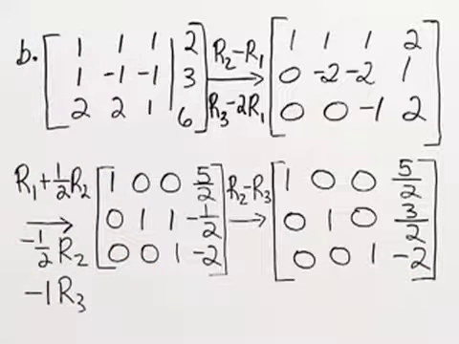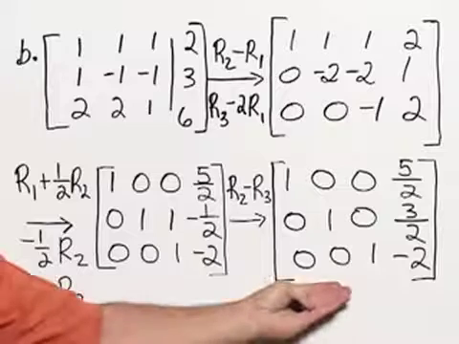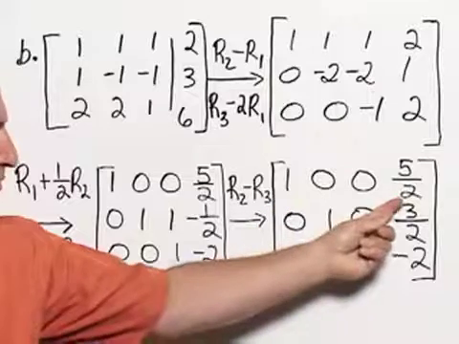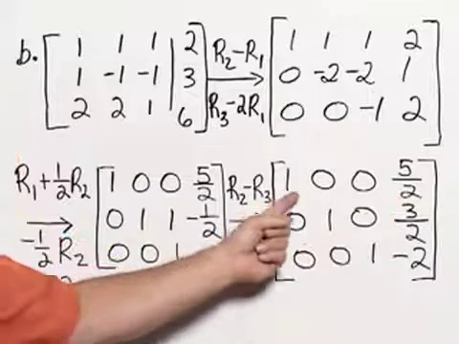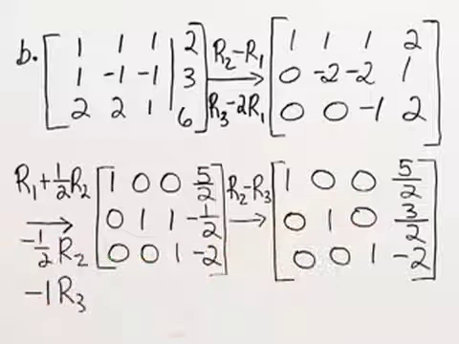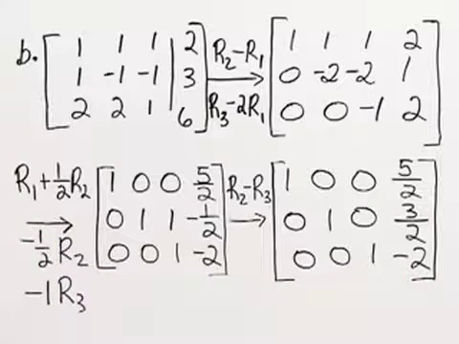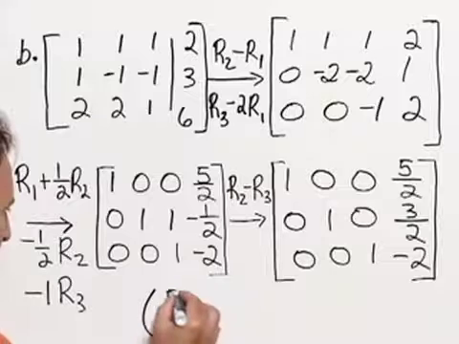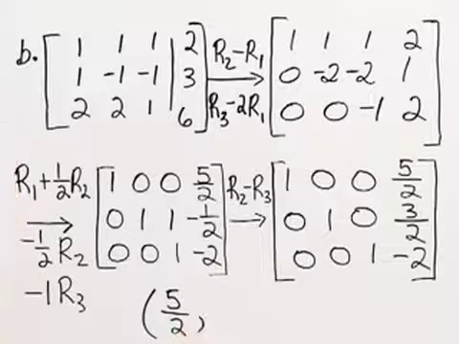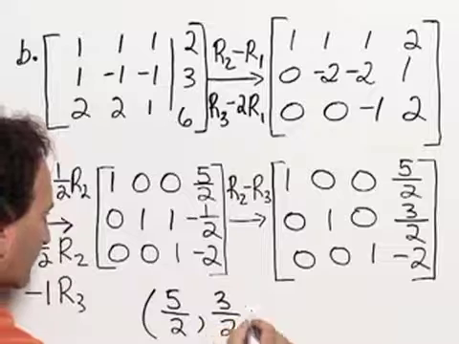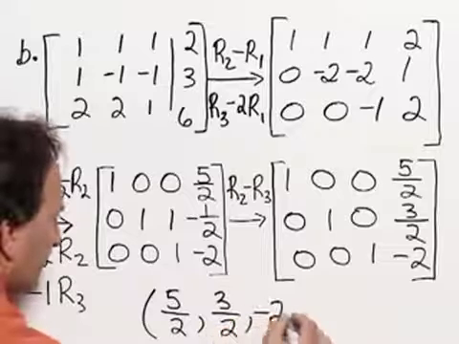And now we have the matrix in the form where we can read off our solution. In this case, x is 5 halves, y is 3 halves, and z is negative 2. So our ordered triple, which is our solution, is 5 halves, comma, 3 halves, comma, negative 2.